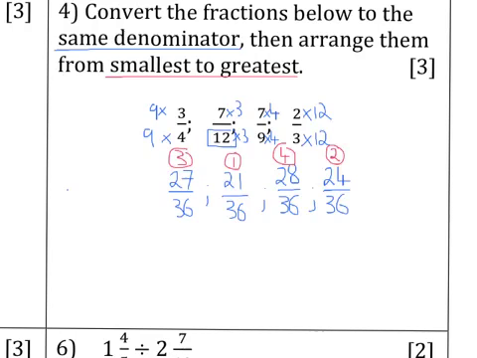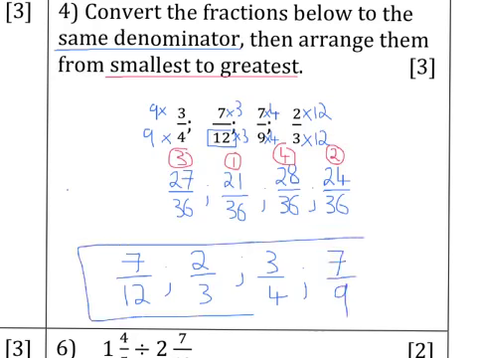Then your final answer you must write with the original fractions. So my final answer is going to be the 21 over 36, which was the 7 over 12. The second one was the 24 over 36, which was the 2 over 3. The third one was the 3 over 4. And finally, the biggest fraction is the 7 over 9. And we're done.